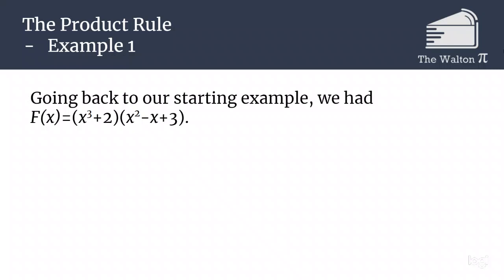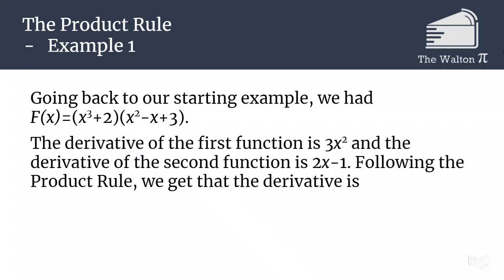Okay, so if we start with our starting example, f of x equals x cubed plus 2 times x squared minus x plus 3, we first need to find the derivatives of each piece. So the derivative of the first function is 3x squared, and the derivative of the second function is 2x minus 1.